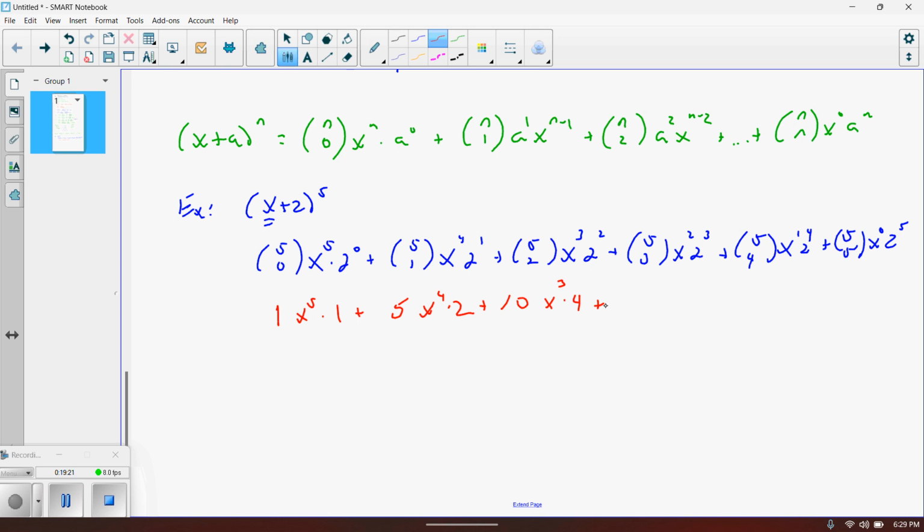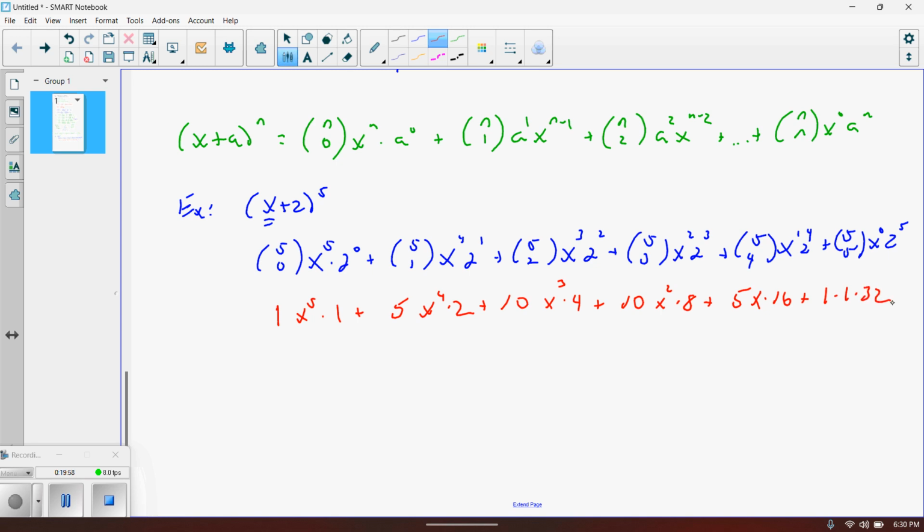5 things taken 3 at a time also happens to be 10. Believe it or not, it works out to be the same. x squared, and then 2 to the 3rd is 8. 5 things taken 4 at a time is actually going to be 5. There are 5 different ways that can happen. x, and then 2 to the 4th is 16. And then 5 things taken 5 at a time, there's only one way that can happen. x to the 0 power is 1, times 2 to the 5th is 32.